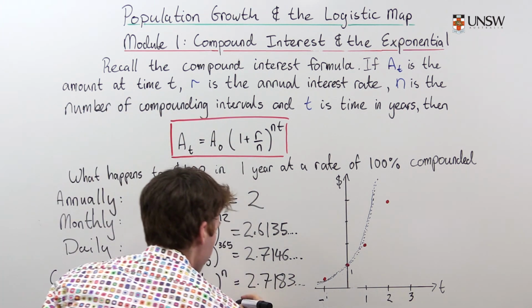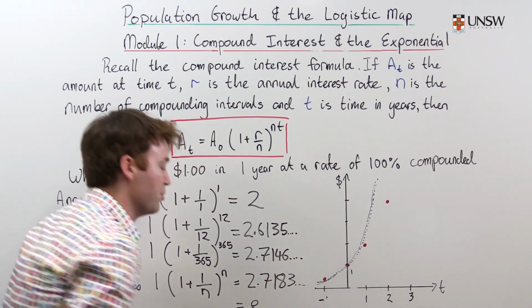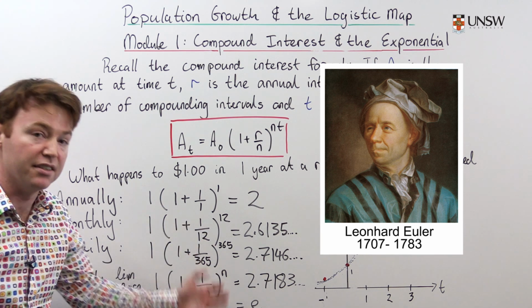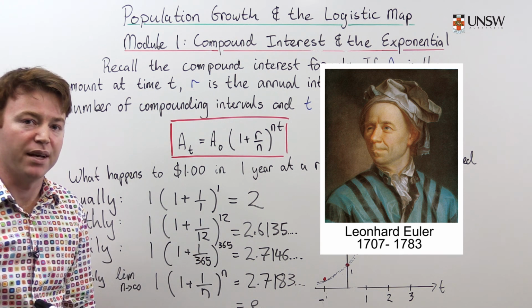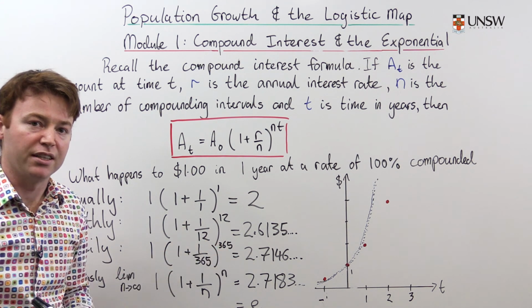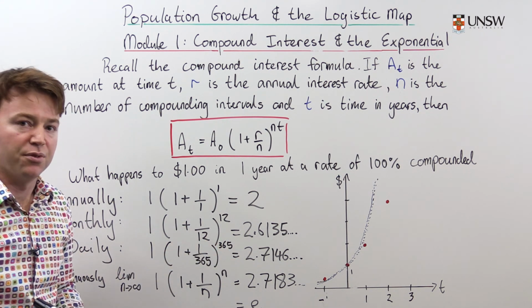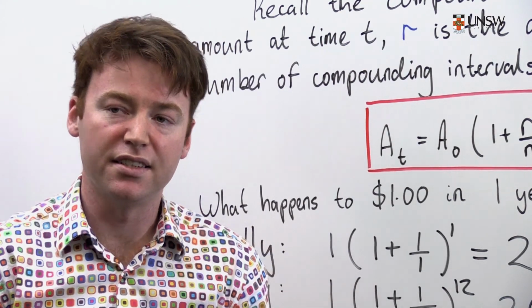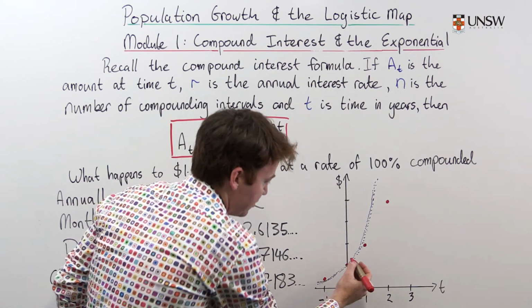This number is also known as e, and it was Euler who first studied this number. And he studied it in this way, motivated by compound interest. This presents an alternative and more historically accurate motivation for the number e. Let's see how this number e sits with the rest of our compound interest.